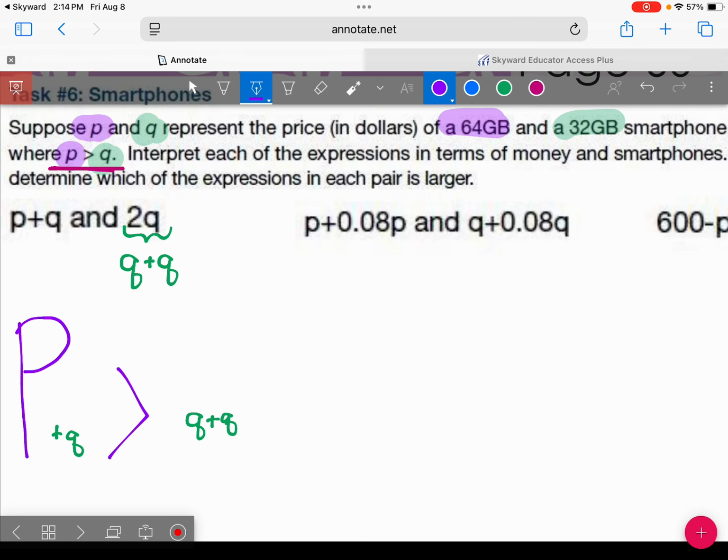Okay, so then let's look at the middle one. Same kind of thing. We're seeing if the left one's bigger, if the right one's bigger. We have P plus 0.08P and Q plus 0.08Q.